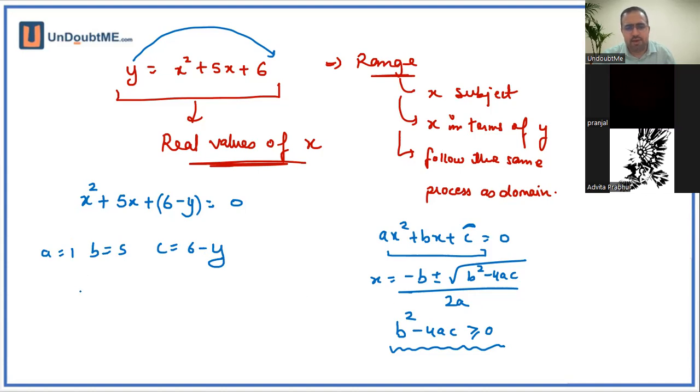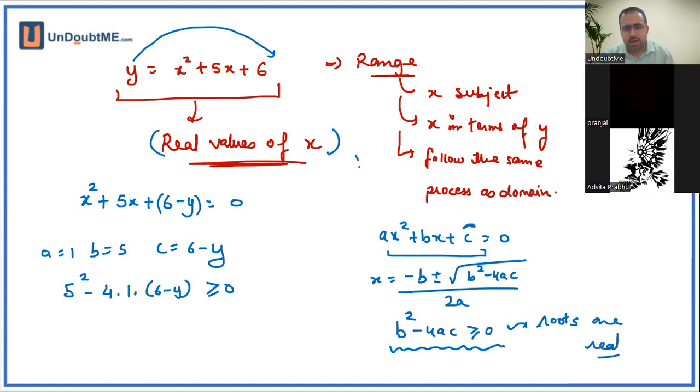Okay, so if I write b square minus 4ac, that is 5 square minus 4 times 1 times c, which is 6 minus y, that will be greater than equal to 0. Reason, this is true for real values of x. And this is a condition which specifies that if b square minus 4ac is greater than equal to 0, then we'll say that roots are real. If that concept is not known, you should write the one which is written on the right also.